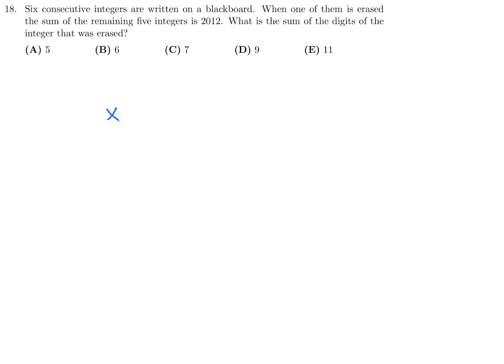Integers are consecutive, so x plus 1. How many others? 6 of them, right? So x plus 2, x plus 3, x plus 4, and x plus 5. Now, one of these is erased. I don't know which one. And then you take the remaining 5 and add them up, and they equal 2012. All right, so 5 integers are added up to make 2012.